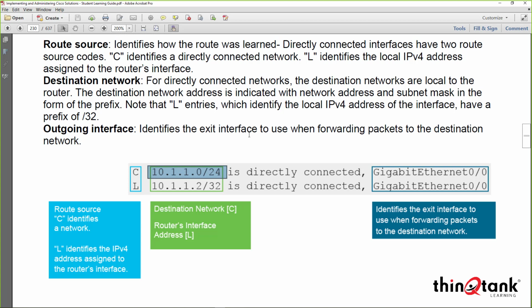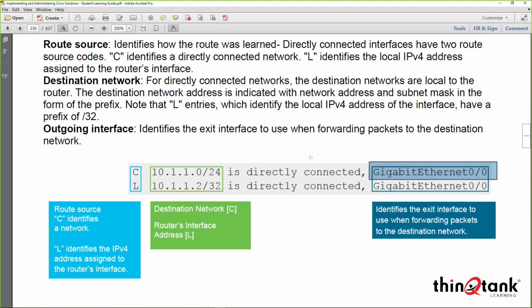This is what we talked about yesterday. We were talking about subnetting. We talked about the network ID. This is literally the network ID. All right? It is directly connected, and here is the exit interface.